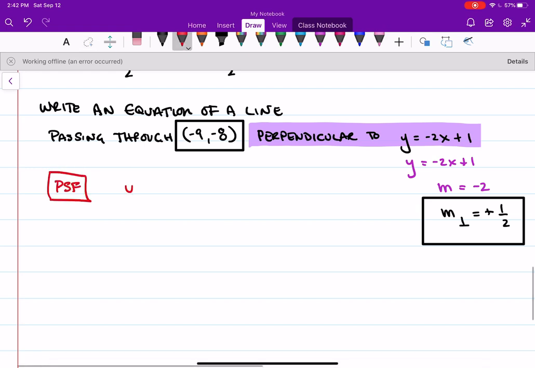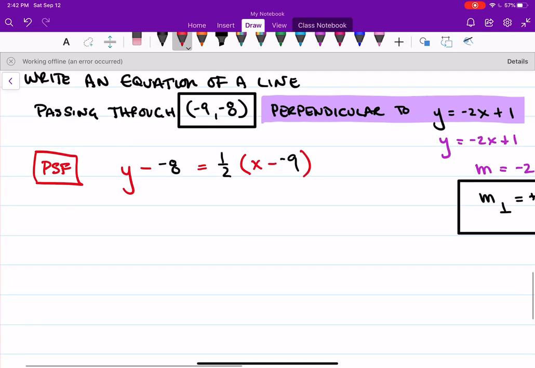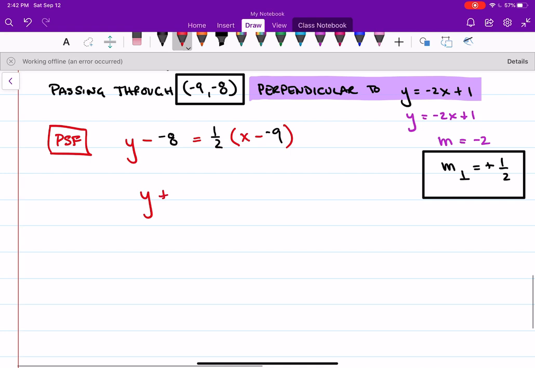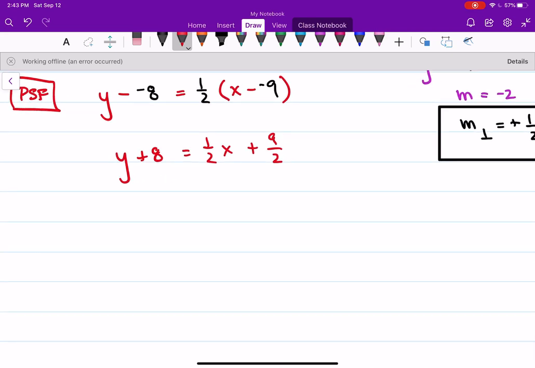PSF, so I have y minus y1 is equal to m times x minus x1. Okay? So notice the y goes to the y, the x goes to the x, and the m goes to the m. All right? So now I have to finish this. So this is going to be y plus 8 is equal to 1/2 x plus 9/2. Okay? Then I have to subtract the 8.